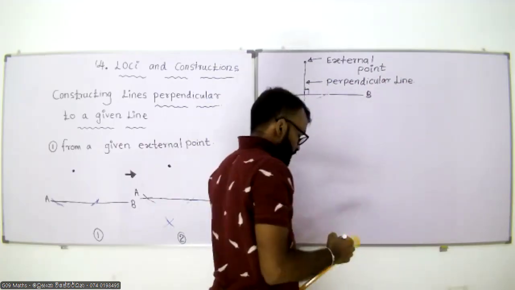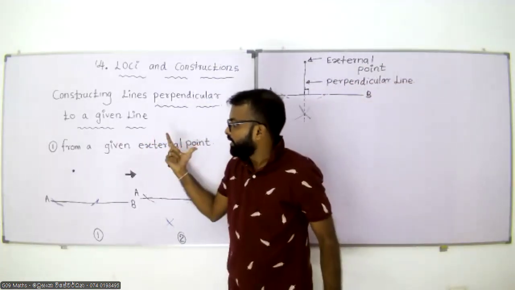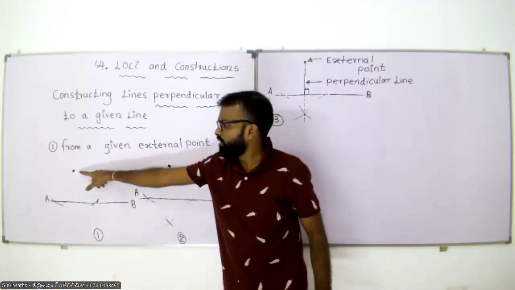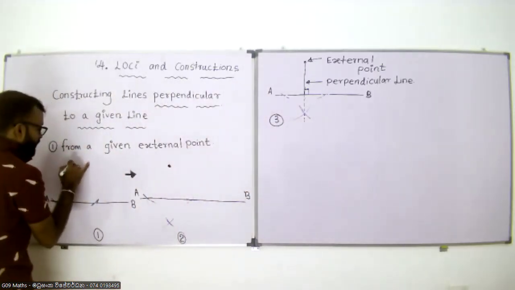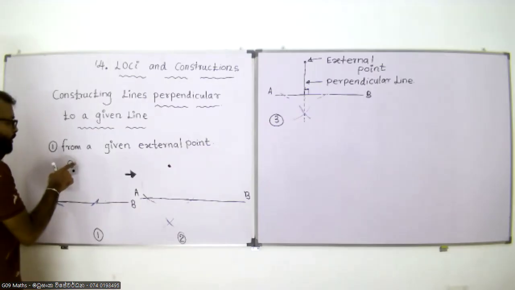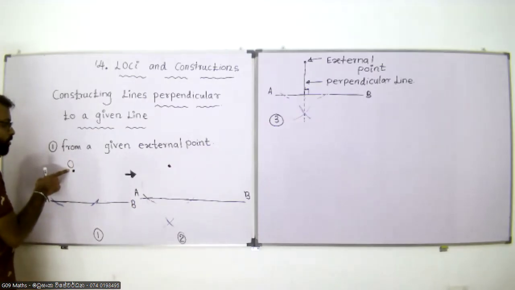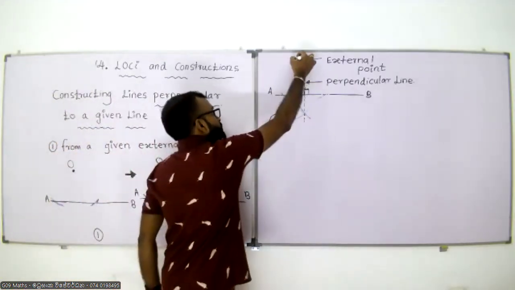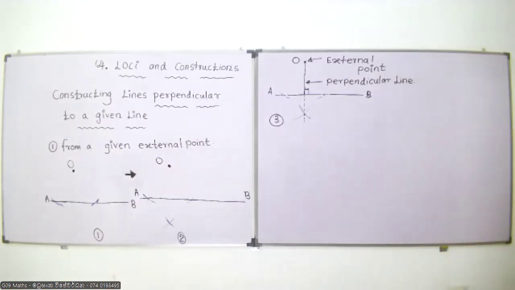Now in the exam, if they ask you to draw a perpendicular line from a given external point, they might name this dot as O. They might ask, draw a perpendicular line to the fixed line AB from point O. Point O is the external point. If you want, you can mark it, but it doesn't matter.